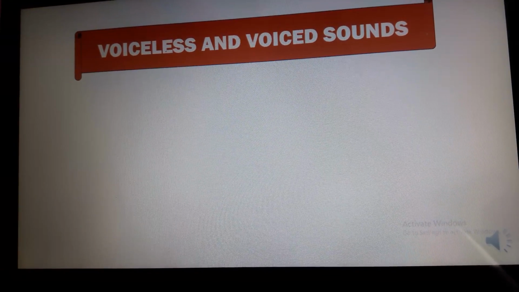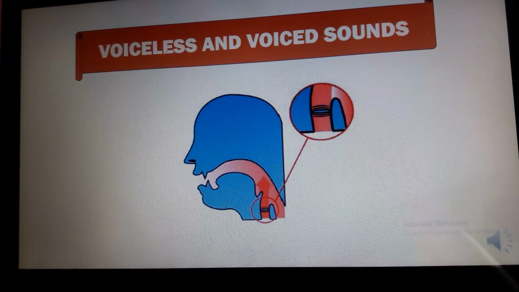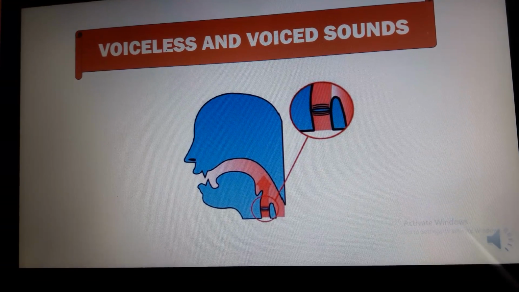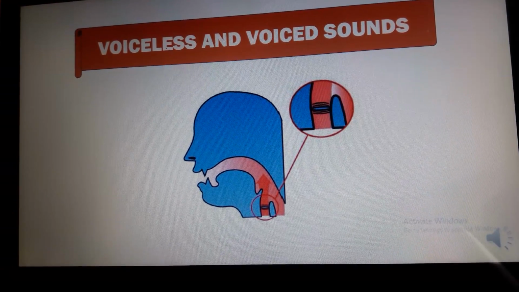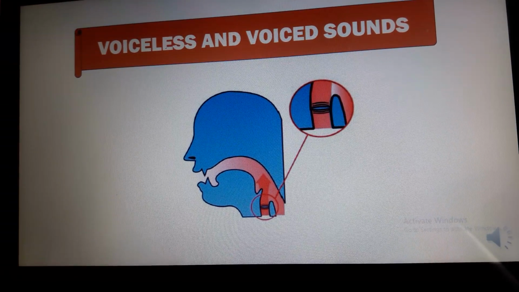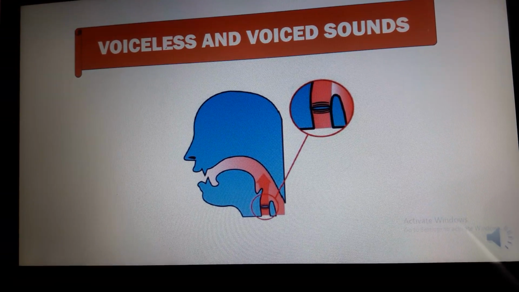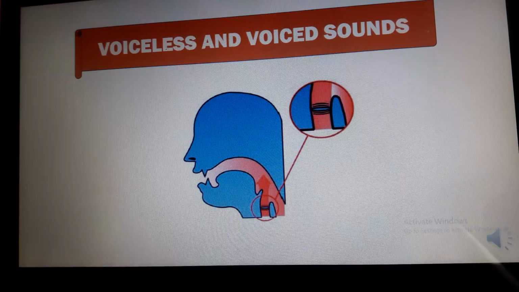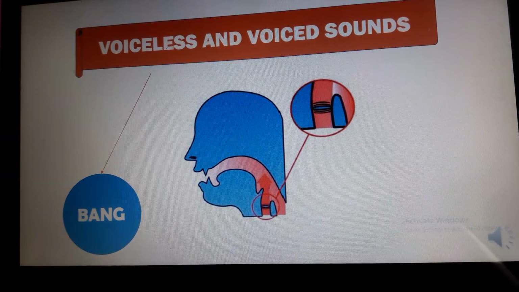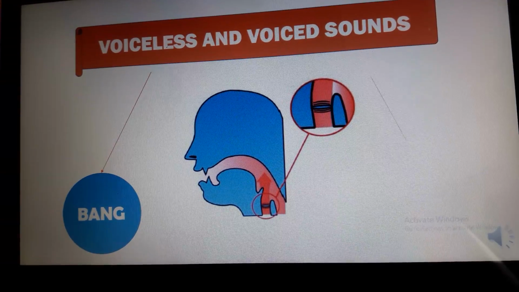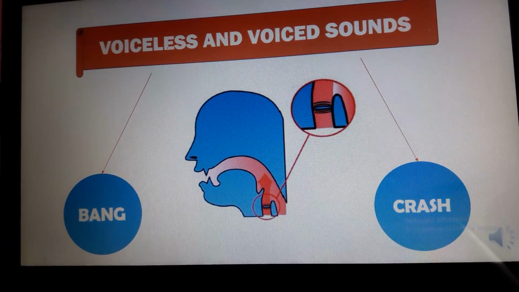Voiceless and voiced sounds. A voiced sound is one in which the vocal cords vibrate, and a voiceless sound is one in which they do not. Voicing is the difference between pairs of sounds such as S and Z in English. An example of voiceless is bang, and for voiced is crash.